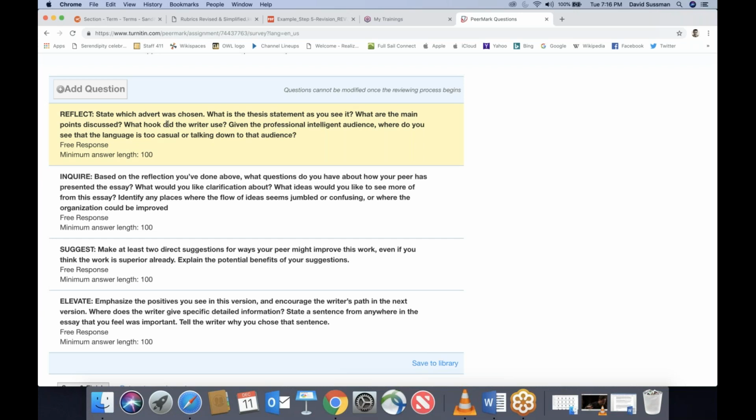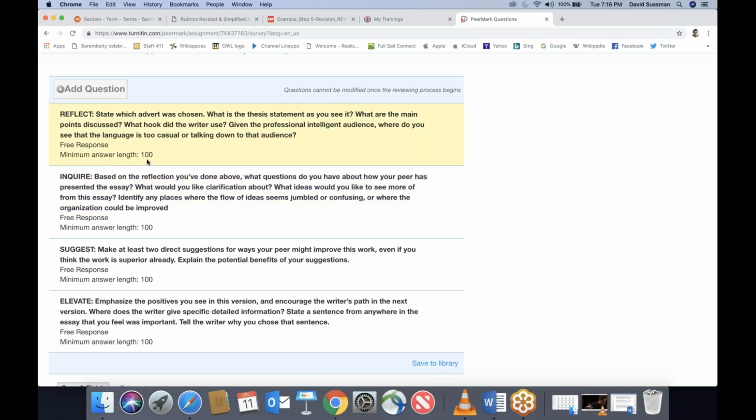Because ultimately you're trying to help your classmates, okay? What hook did the writer use? That's just a fancy way of saying make some sort of judgment call about how the essay begins. Anyway, I'm not going to read all the questions out loud, but there are multiple questions under each prompt.